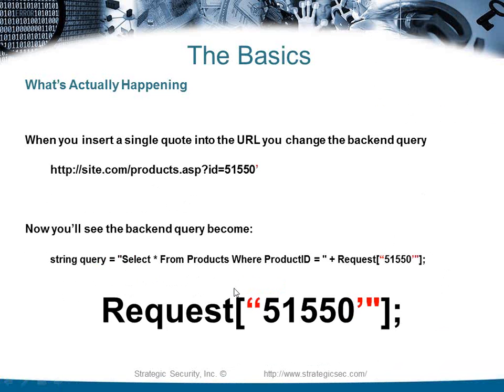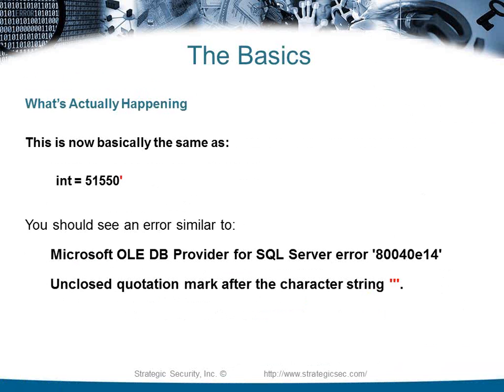Okay, ID equals 51550. Now let's take a look at this next slide. Now what if someone were to put a single quote after the 51550? What you'd end up with is the string query, select all records from products where product ID equals request. And then you see in the numbers, you got 2 quotes on one side, 3 quotes on the other side. And this is going to be the same thing as this. So you see this if 51550 with a single quote, it's the same thing.